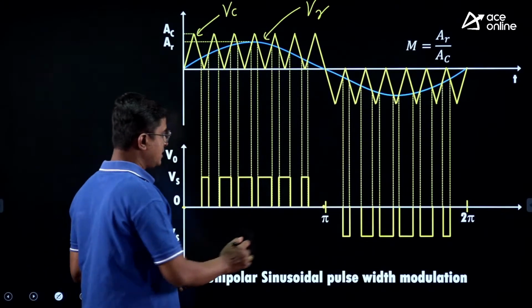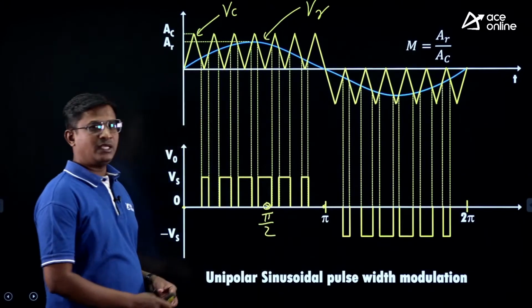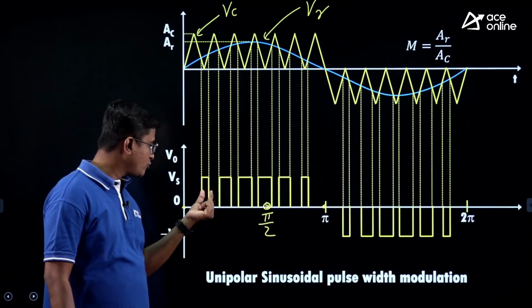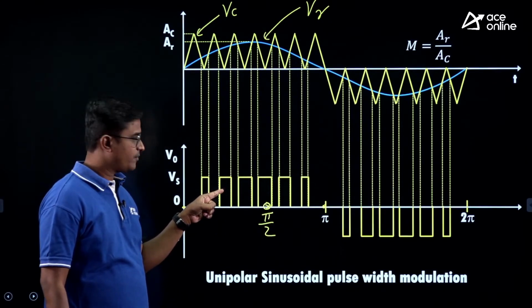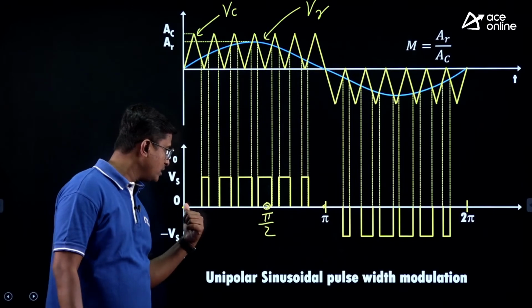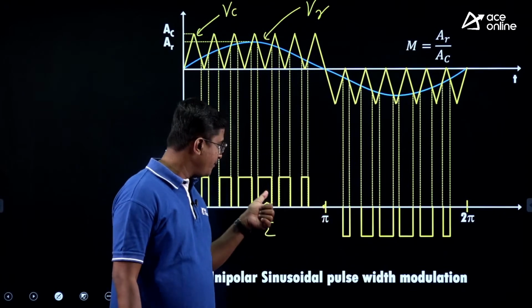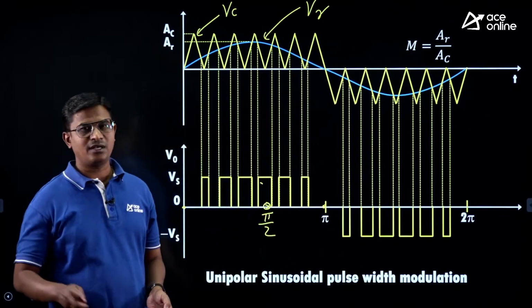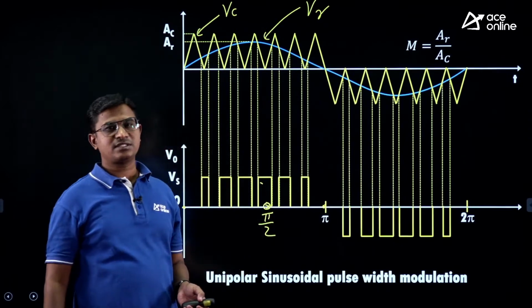And the important point is, if this is pi, this is pi by 2. What we are observing, as we move from omega t equal to 0 to pi by 2, the width of the pulse goes on increasing. This is the minimum, it has increased, it has further increased, it reaches maximum. So as we move from 0 to pi by 2, the width of the pulse increases. As we move from pi by 2 to pi, the width of the pulse is decreasing. Is it like your sinusoidal waveform? In sinusoidal, from 0 to pi by 2 the sine value increases, from pi by 2 to pi the sine value decreases.